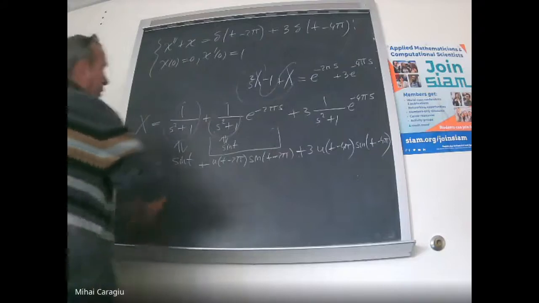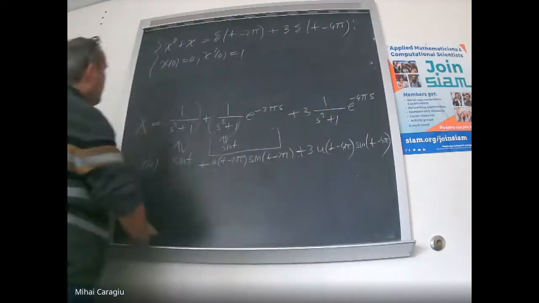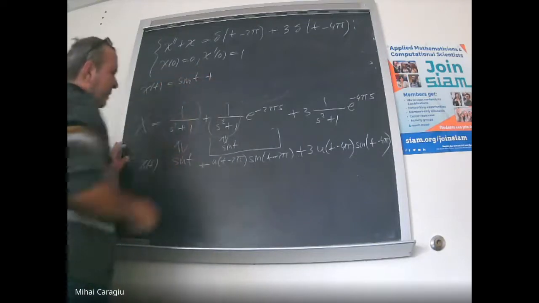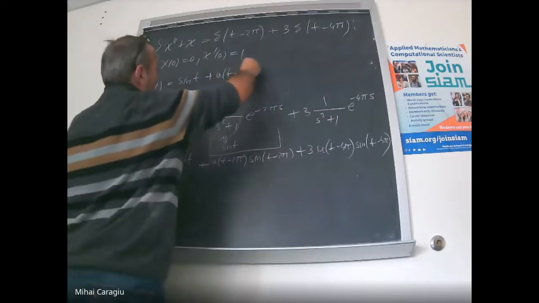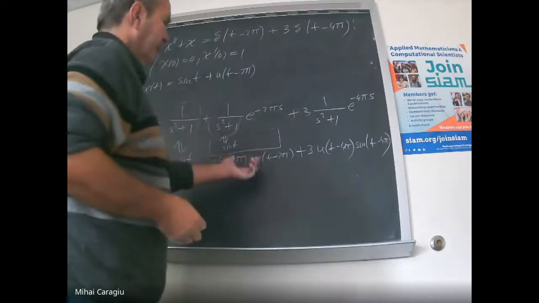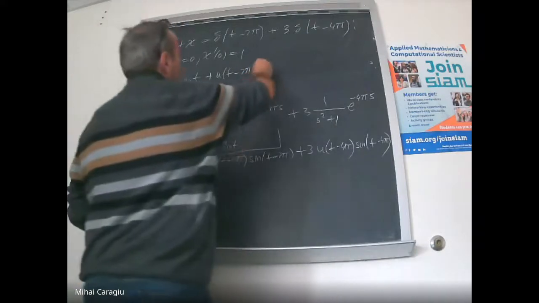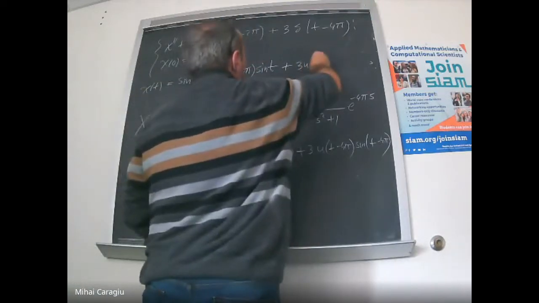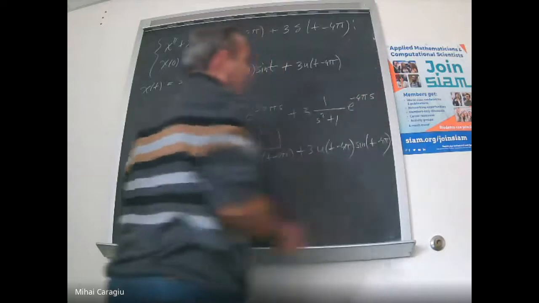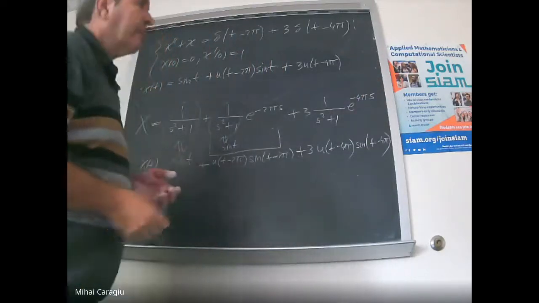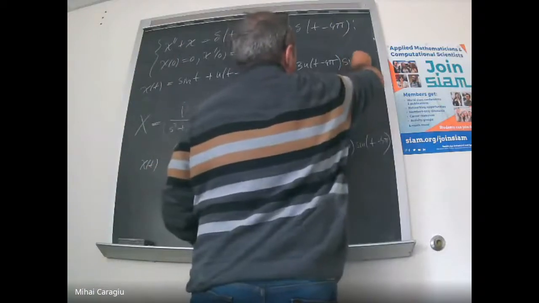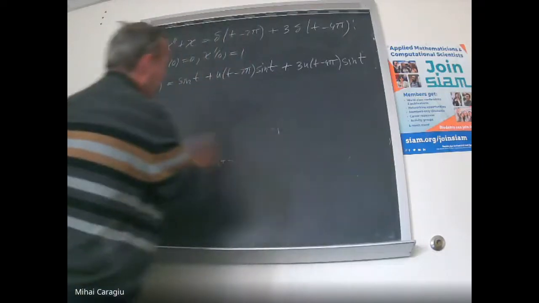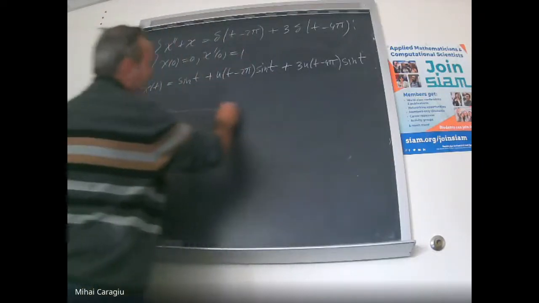Okay, let me write it down on top here. So the solution x of t will be sine t plus u of t minus 2 pi. Sine of t minus 2 pi is the same as sine t because of the periodicity of the sine, plus 3 u of t minus 4 pi. And the same, sine of quantity t minus 4 pi is still sine t because of the periodicity of the sine. Here is the solution in a slightly simplified form, but to see it best, we make a diagram.